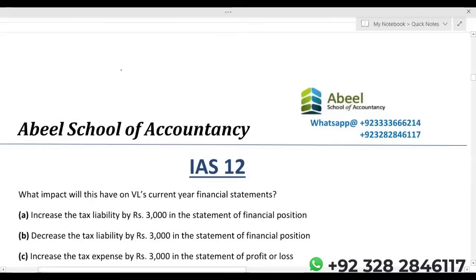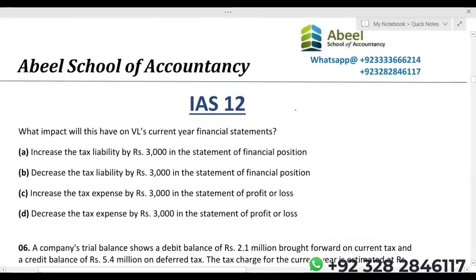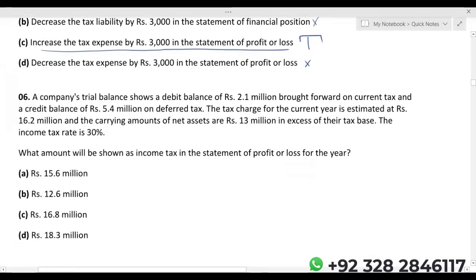What will be the impact on the current year financial statements? It does not increase the tax liability, it increases the current year income tax expense. It does not decrease the liability. It increases income tax expense in the statement of P&L. Tax decreases due to over provision, not under provision.